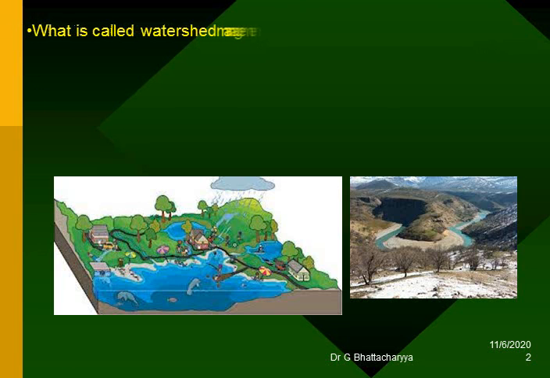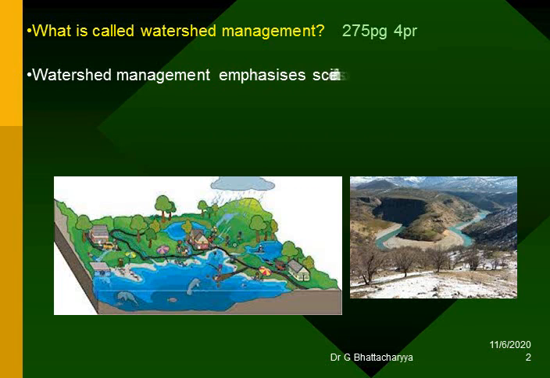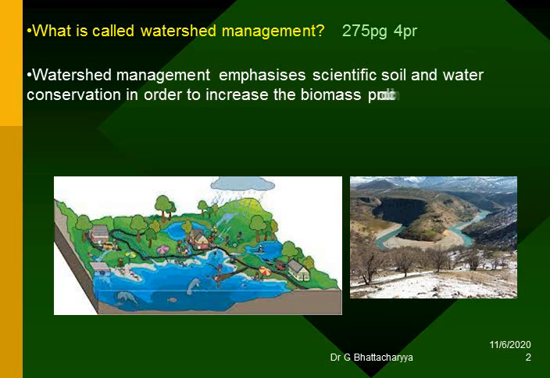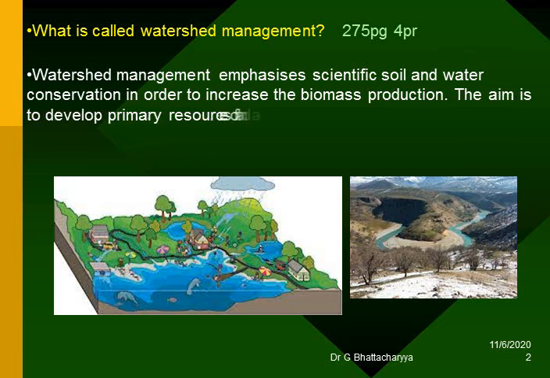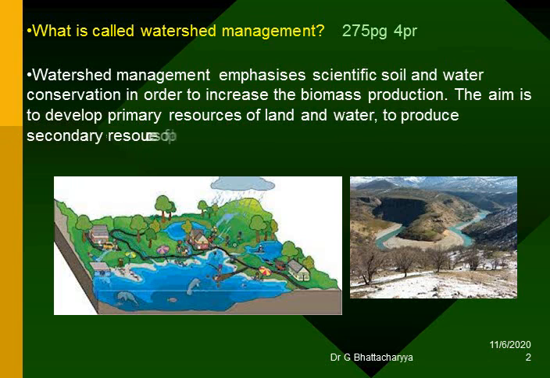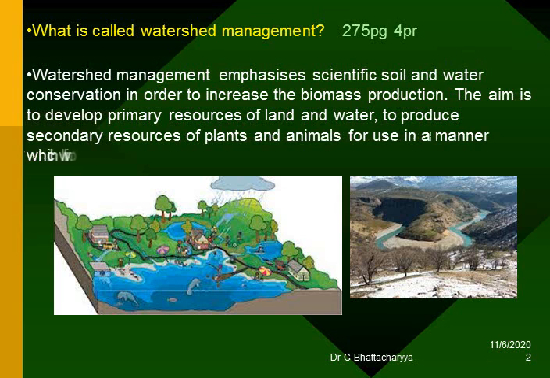What is called watershed management? Watershed management emphasizes scientific soil and water conservation in order to increase the biomass production. The aim is to develop primary resources of land and water to produce secondary resources of plants and animals for use in a manner which will not cause ecological imbalance.